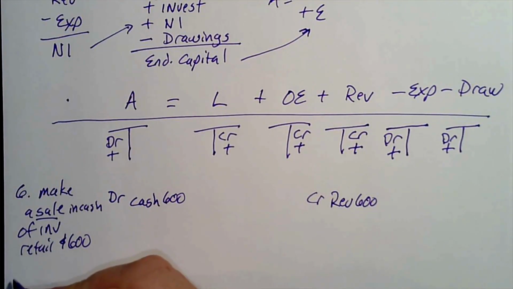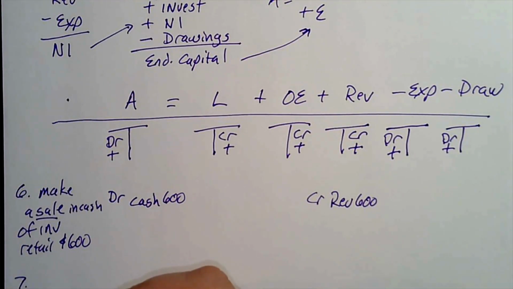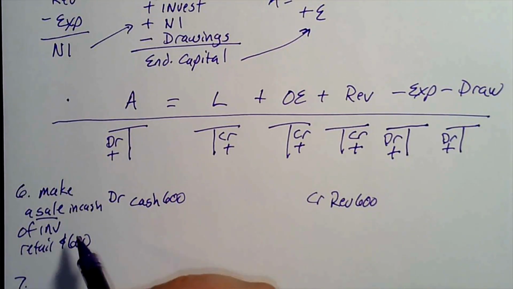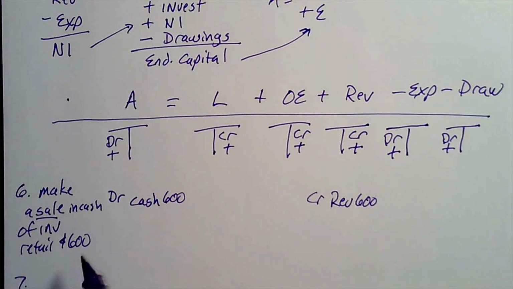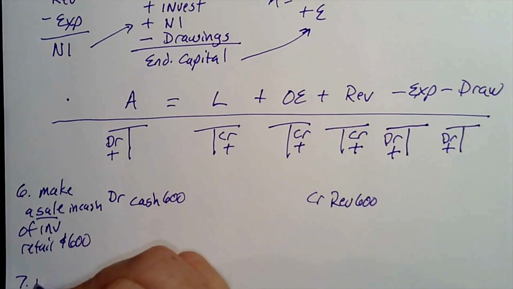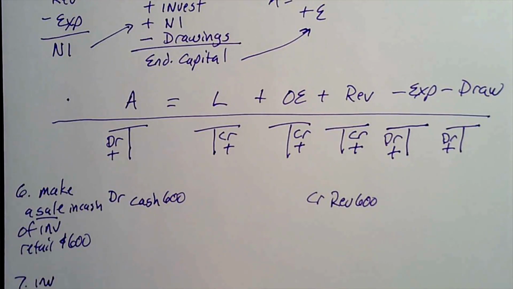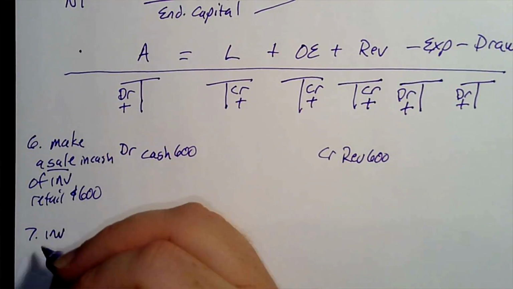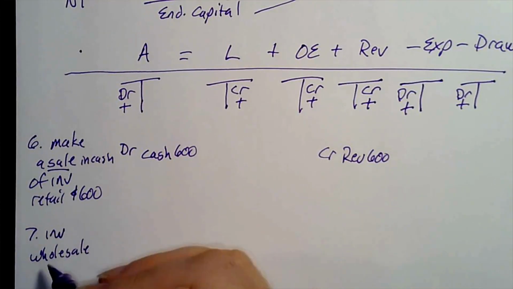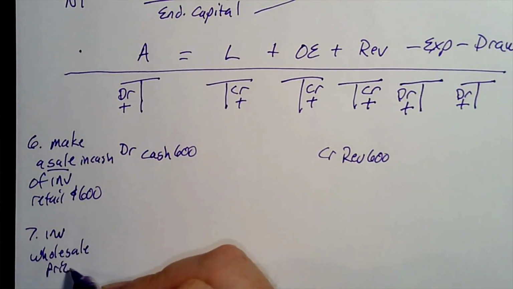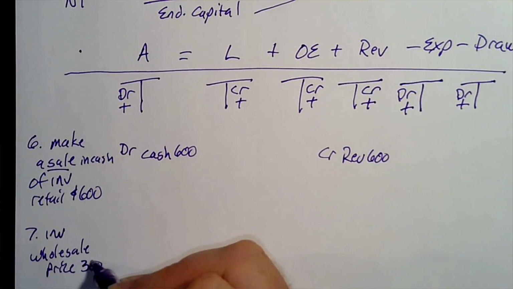So number 7, we recorded the sale, but we also sold the inventory. So the inventory, we need to write down. We sold the inventory, and what was the wholesale price? What did we buy the inventory for? The wholesale price was $300.